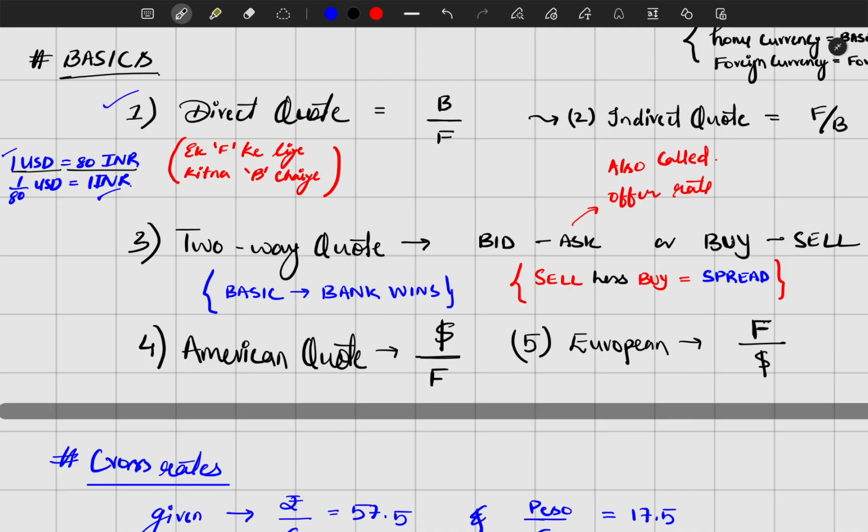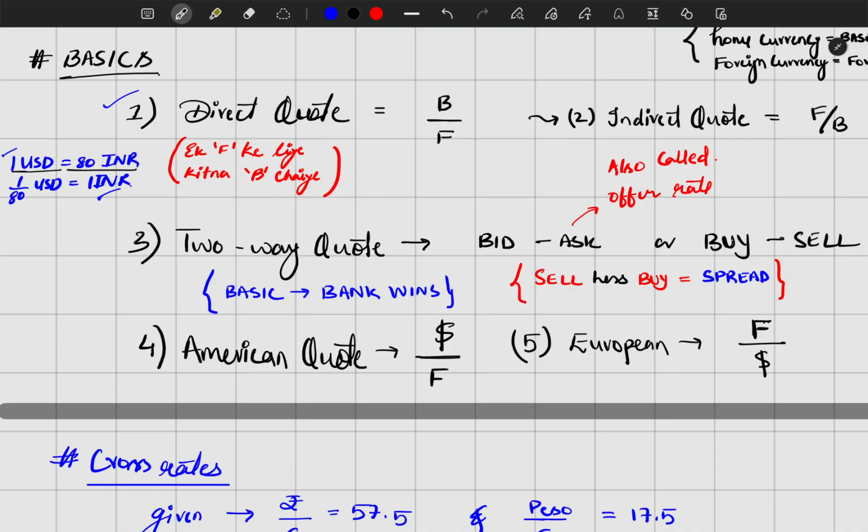And what is the ask rate or the offer rate or the sell rate? The bank is willing to sell the denominator currency at that rate in numerator. But we are the customers. What do we interpret? The bid rate means if I sell my dollars, I will get 80 rupees. But if I want to buy a dollar, I would have to pay 82 rupees. So the basic idea is the bank always wins. That's how you think about the two-way quote. Okay, American quote and European quote, that is just all problems.